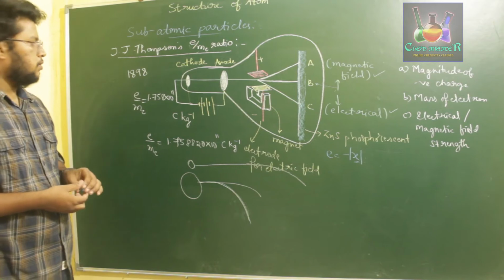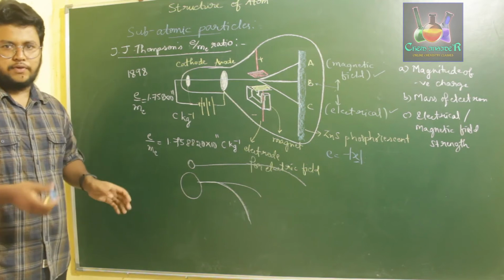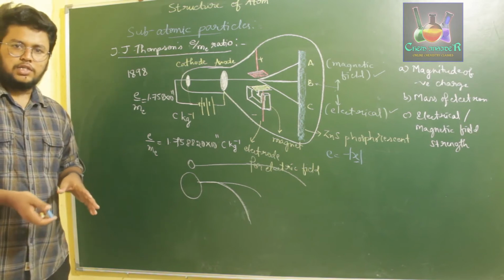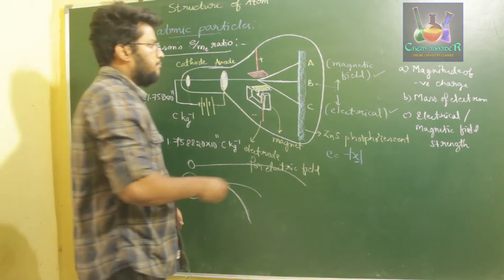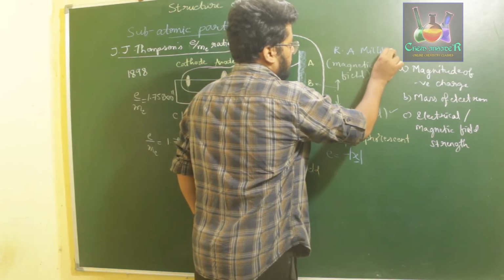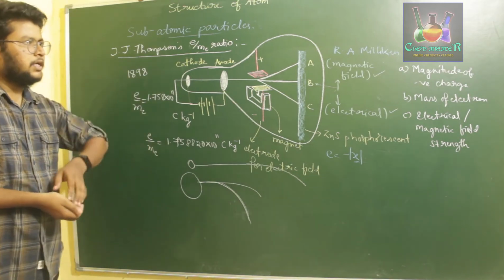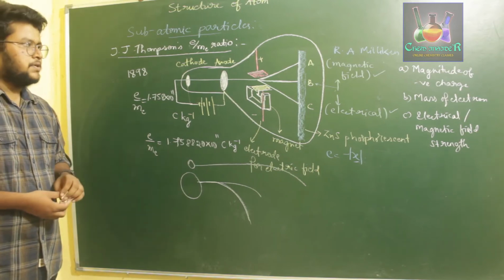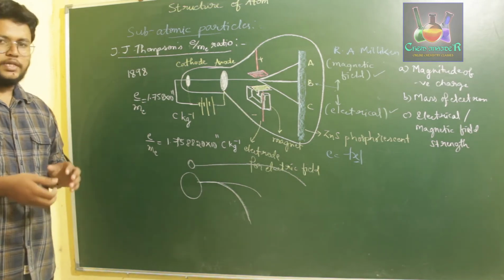Next, we are going to discuss the charge of the electron. You can't just use charge to mass ratio everywhere, right? In order to calculate certain terms, you need to use either just the electron charge or just the mass of the electron. So R.A. Millikan came up with an experiment to determine the charge of the electron. That experiment is called the oil drop method.